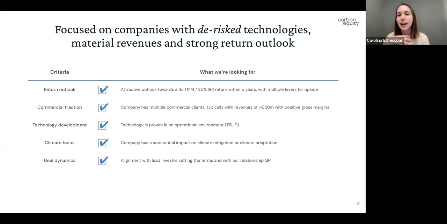And we look for alignment with our relationship GP as well. Usually our relationship GP has been an investor already, but we like to see that they continue to follow on in the company, that they really double down and they have high conviction in the company.